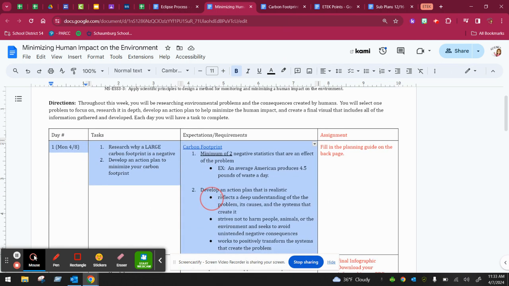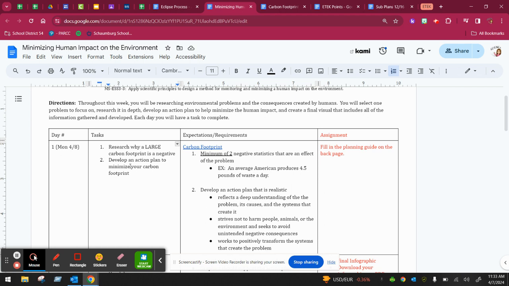So for today, I'm going to go through all the directions, but for today, this is what your task is all about. You're going to research why a large carbon footprint is a negative. And I know we've been talking about this, but you're going to go deeper. You're going to look more specifically at statistics and find out why specific things are so negative and so impactful. And then you're going to start creating your action plan to minimize your carbon footprint.